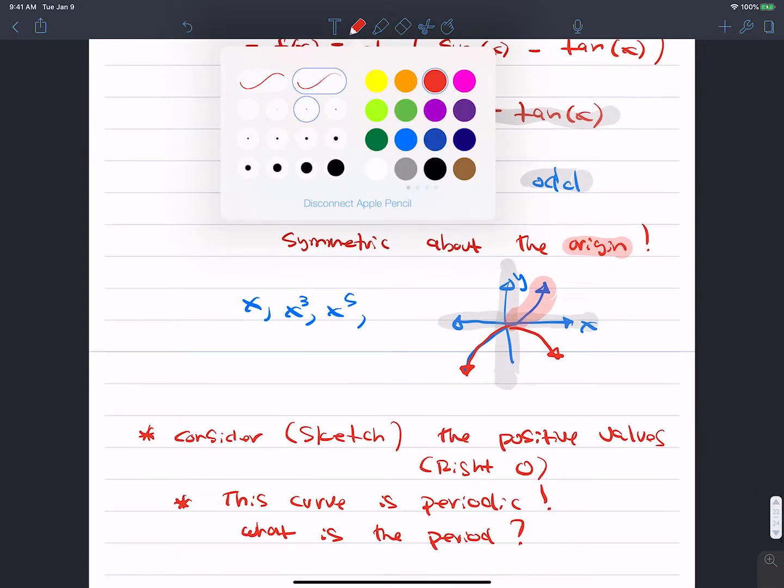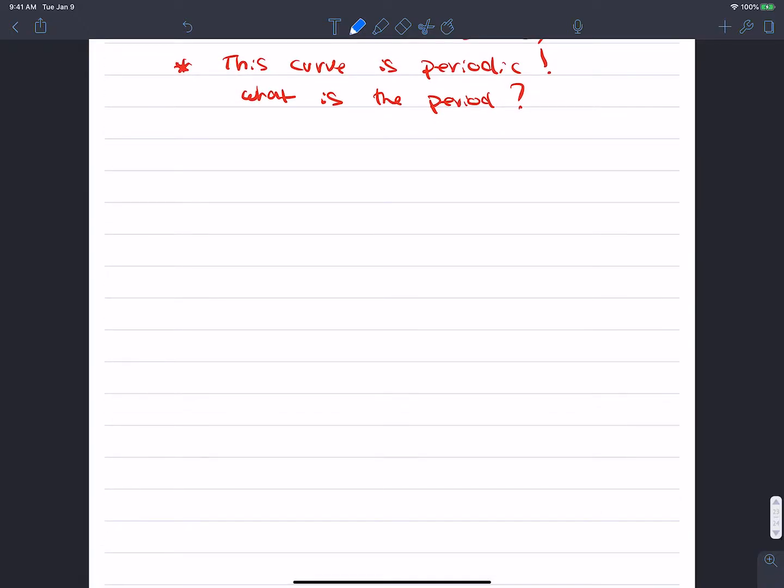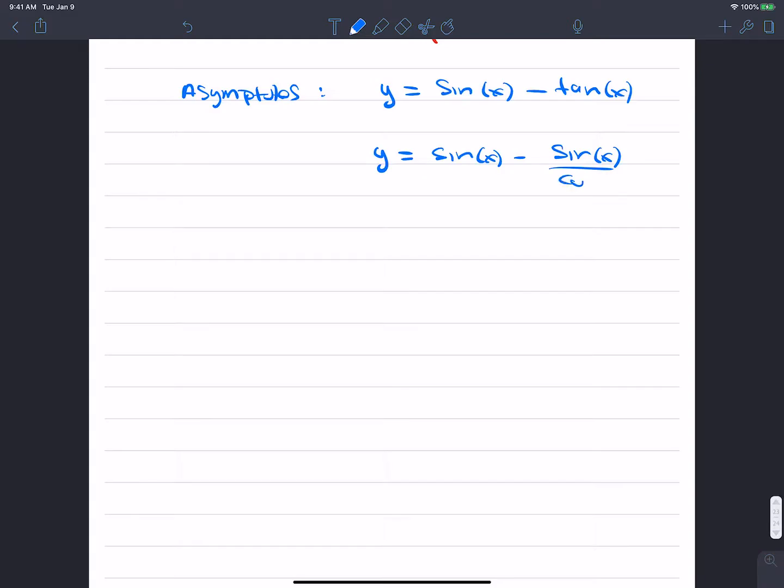And then let's go to the next kind of question here. What comes after the symmetry? Do you guys know? After symmetry, what do we think about? I think we have, what do we have here? Asymptotes? Right? So let's remember your curve is y equals sine minus tangent. Or we consider y equals sine minus tangent is sine over what? Over cosine.